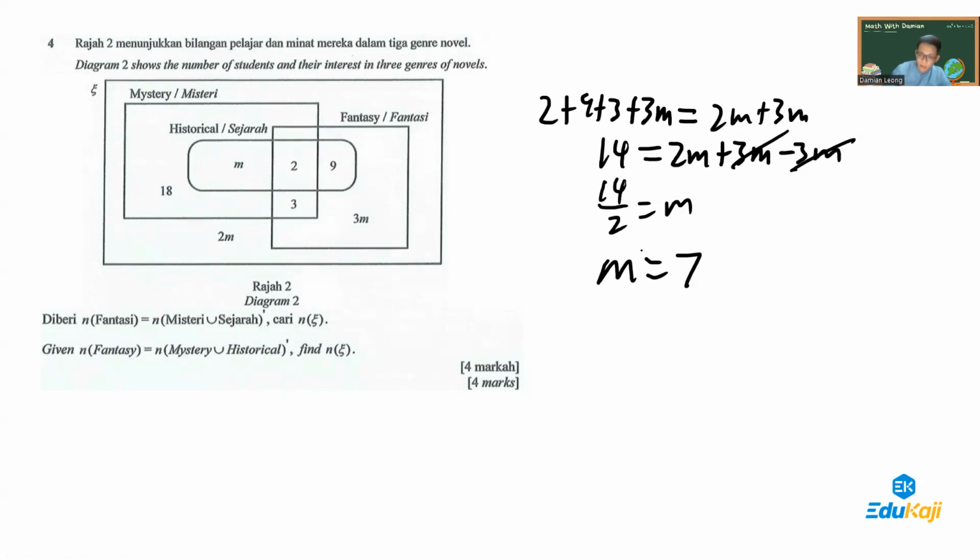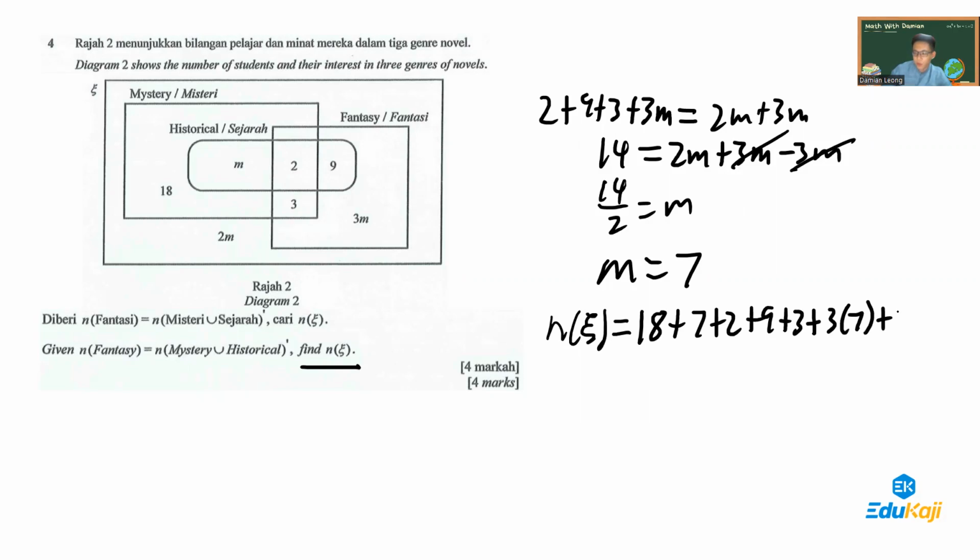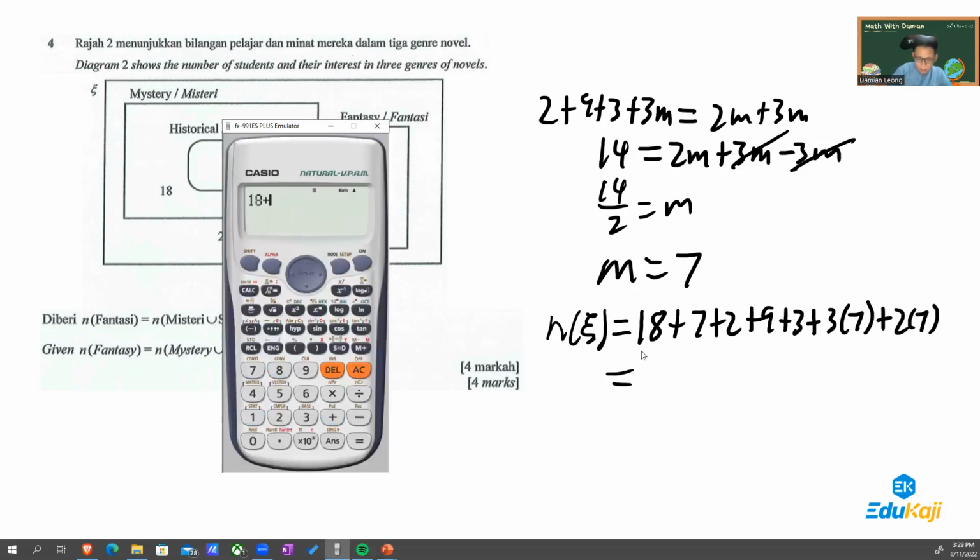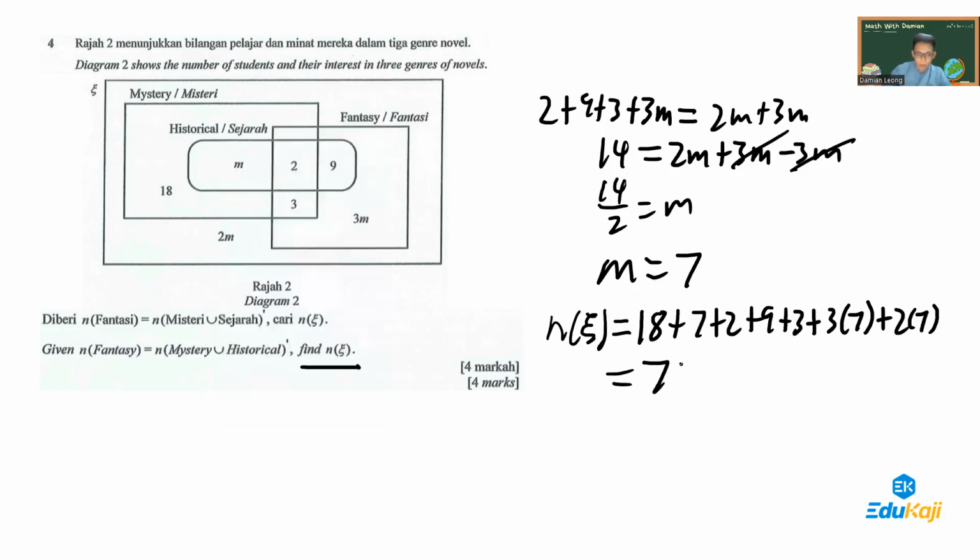Sorry, that's not the final answer yet. What they want is the number of elements in the universal set, which means the whole thing. So now that I have m, just change the m to 7. 18 plus 7 plus 2 plus 9 plus 3 plus 3 times 7 plus 2 times 7. Calculate that, and the answer is 74. That is question 4.